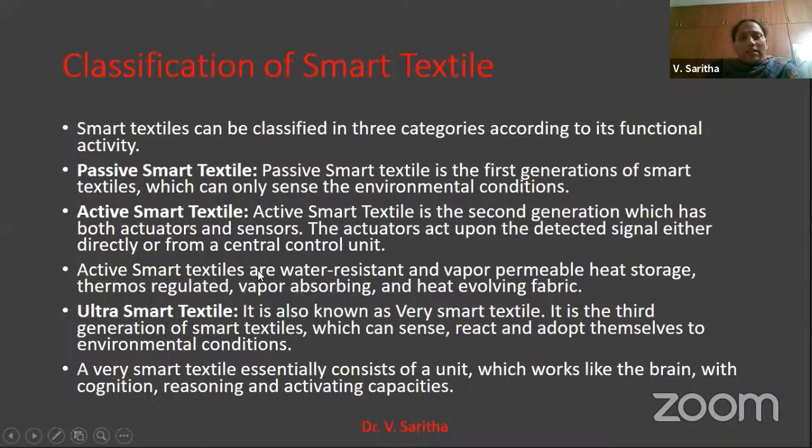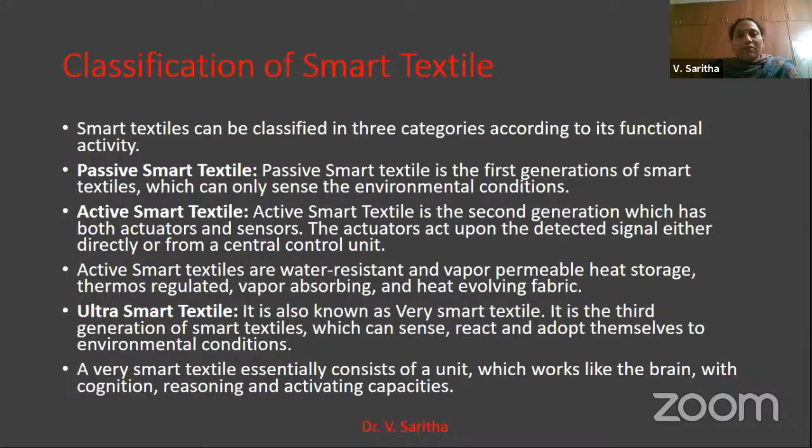Active smart textiles are water resistant also, and vapor permeable, heat storage, thermo regulated, vapor absorbing, and heat evolving fabric. This is a very big innovation or advancement when compared to the passive smart textile, which is very important also.